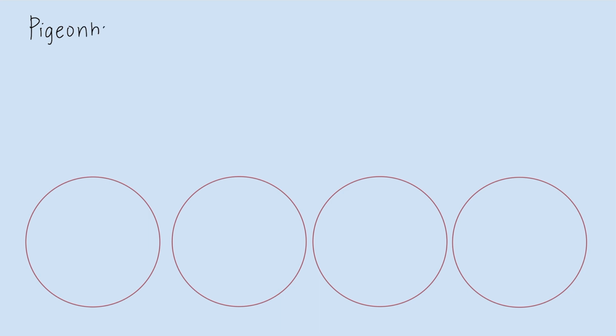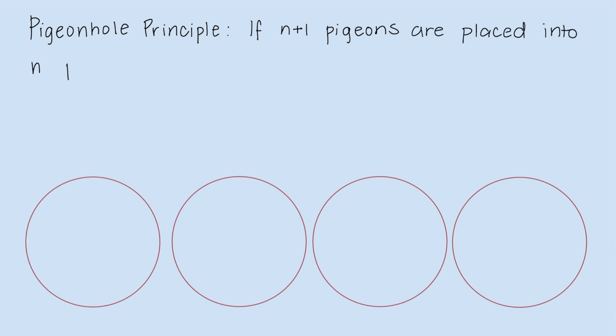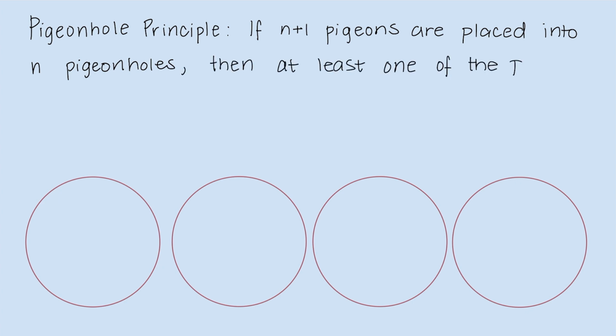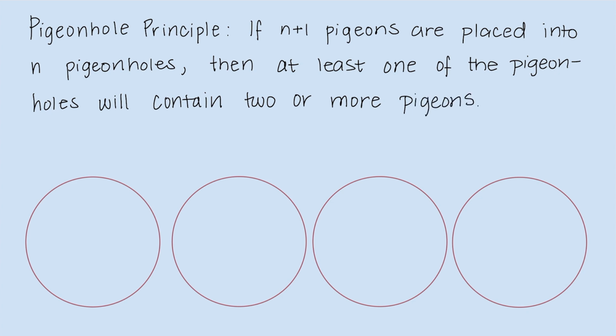Let me tell you about one of my favorite principles from mathematics, called the pigeonhole principle. So it goes like this. Suppose that n is a counting number, so a number like 1, 2, 3, 4, 5, or so on. If n plus 1 pigeons are placed in n pigeonholes, then at least one of the pigeonholes will contain 2 or more pigeons.